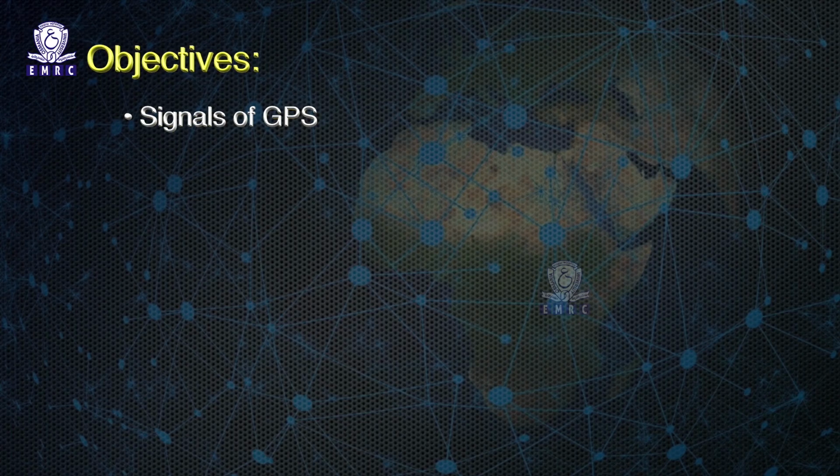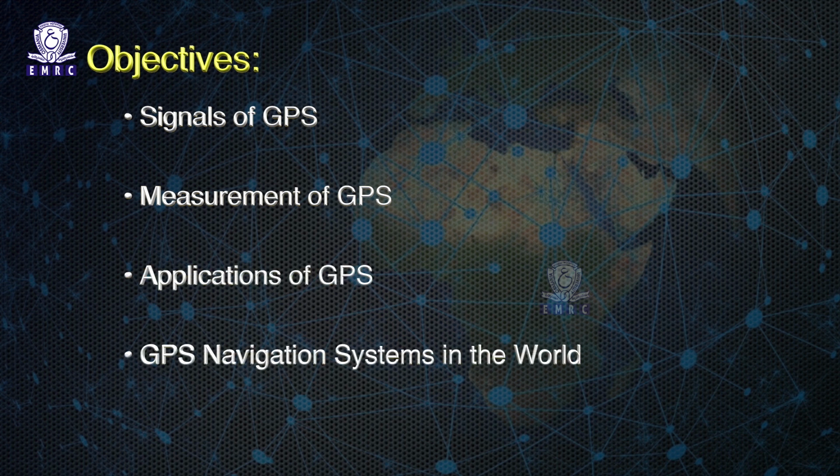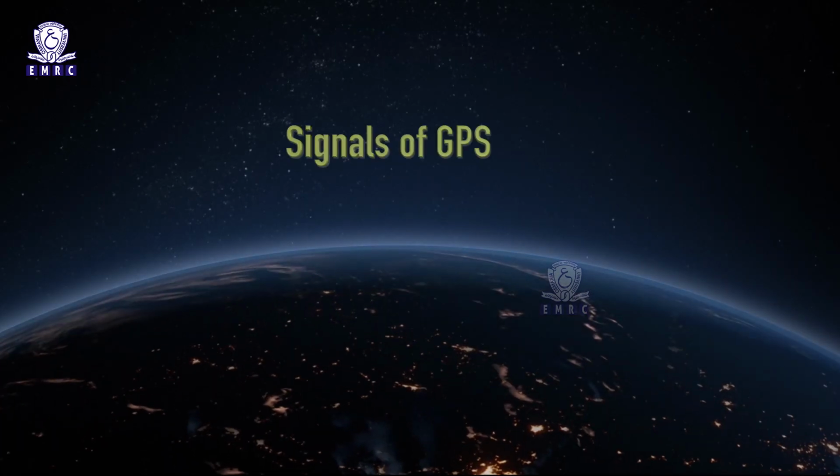Objectives. The chapter can be divided into signals of GPS, measurement of GPS, application of GPS, and various navigation systems in the world.